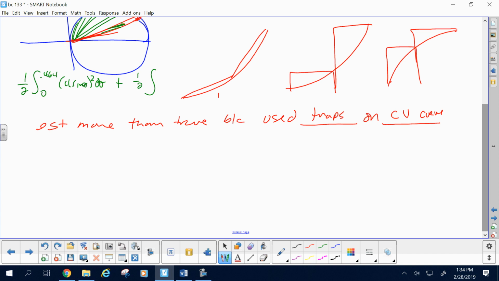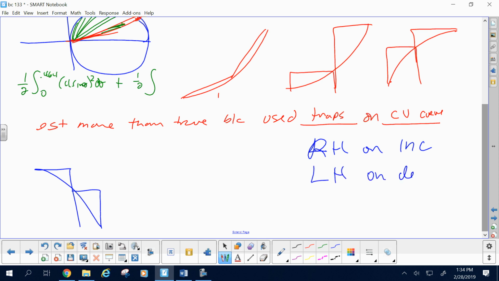Okay? So it is because you used right-hand rectangles on an increasing function, or if something was decreasing, then isn't the left side greater? Who cares if it's concave up or concave down? So you would also get an overestimate if you use left hand on a decreasing function. All of those are overestimations. Okay? Cool.